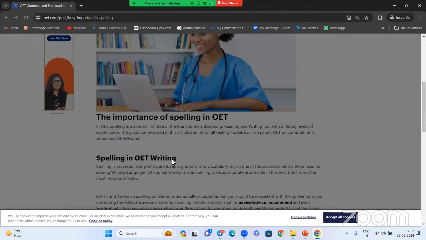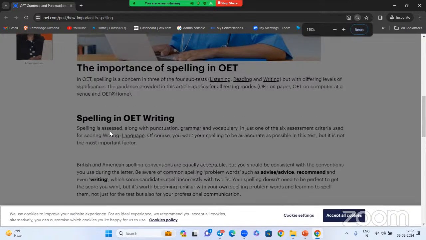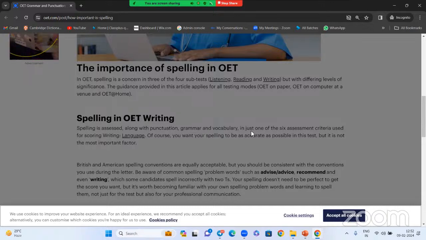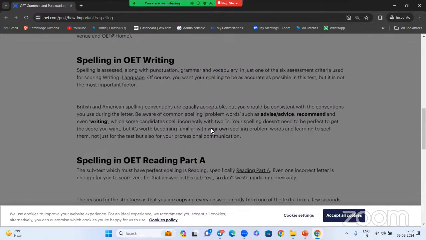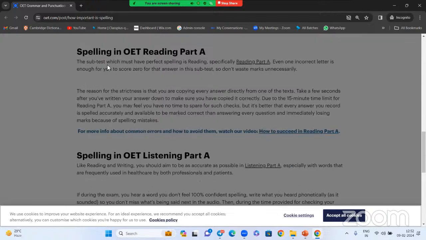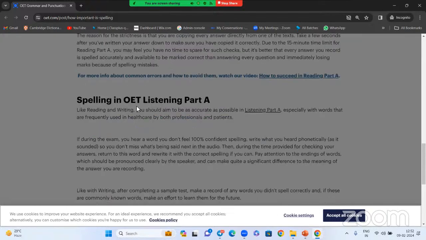Spelling in OET writing: spelling is assessed. Try to understand this. Spelling is assessed along with punctuation, grammar, and vocabulary. It is just one of the 6 assessment criteria used for scoring writing. Of course, you want your spelling to be as accurate as possible in the test, but it is not the most important factor. Okay, it is important. It is not everything, but still it is important.